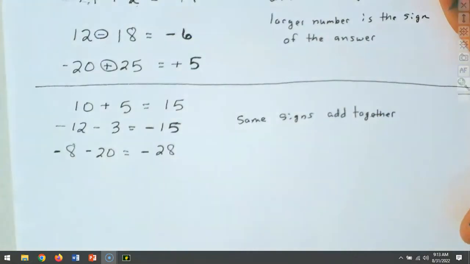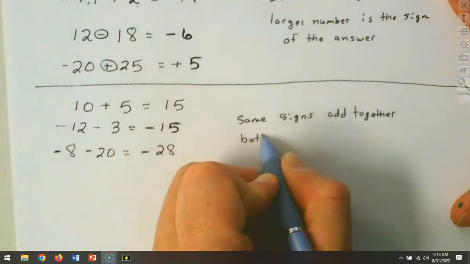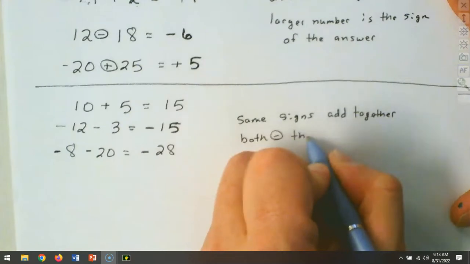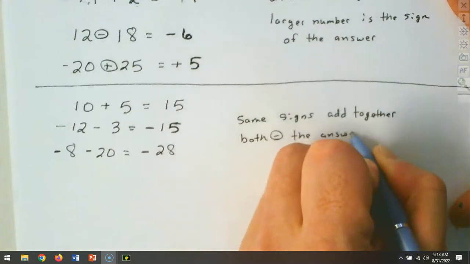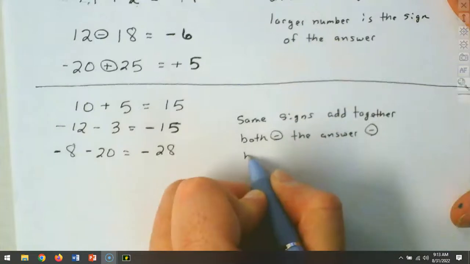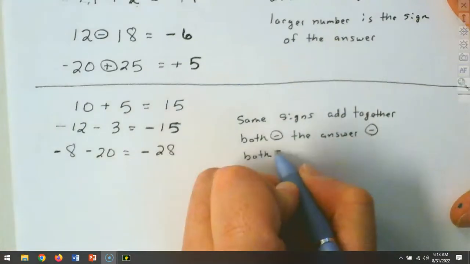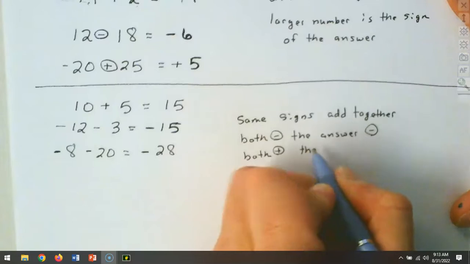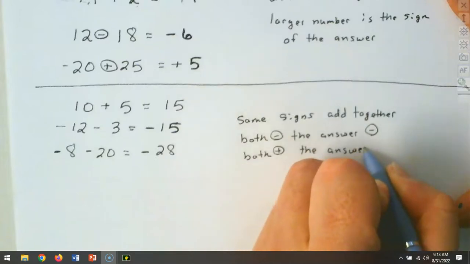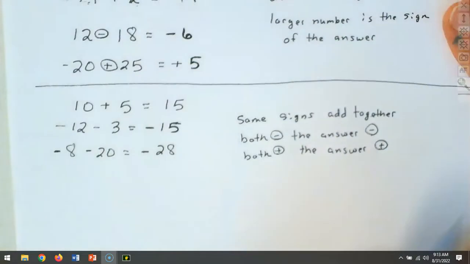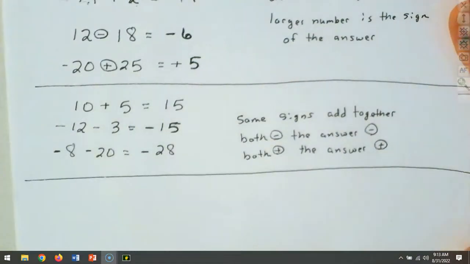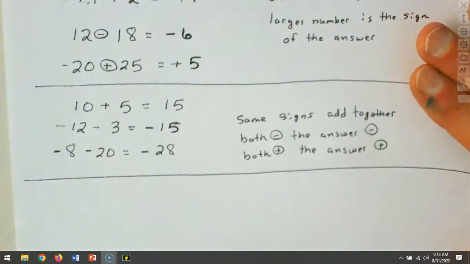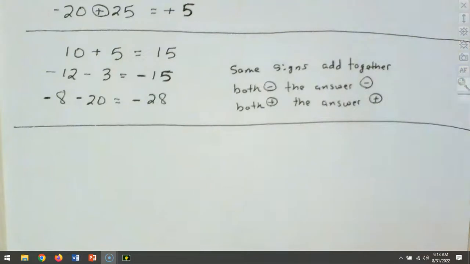So same signs mean they add together, and the sign is what the common sign is. So if they're both negative, they come out negative. If they are both positive, and this is adding or subtracting, then the answer is positive. And that would make sense already. We're not multiplying, right? If I put parentheses around it, that means multiplying, and that's the next section. So this is how these numbers work.